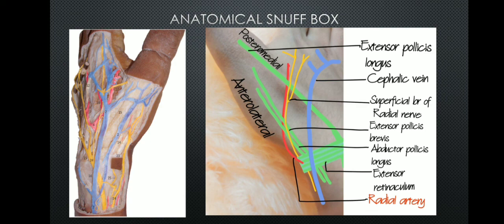Now the contents of the anatomical snuff box are the radial artery. As you could see, this is the radial artery passing deep to the anatomical snuff box structures. There are the borders or the boundaries, and the superficial branch of the radial nerve and the cephalic vein, as you could see in the picture.